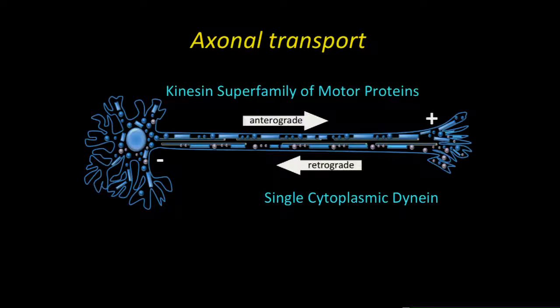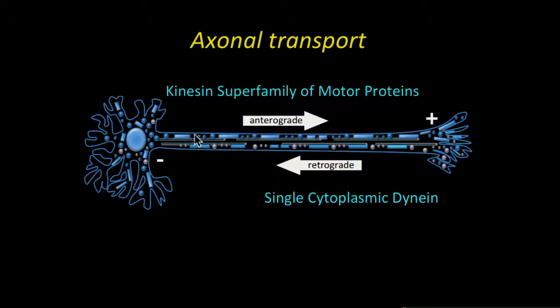Axonal transport is a critical process for the formation and the maintenance of the nervous system, for neural connections. This process carries proteins and organelles from the neuronal cell body towards axon terminals, or in the opposite direction, from the axon terminals back towards the cell body. This process is really interesting just from a cell biological perspective because of the way it's organized.